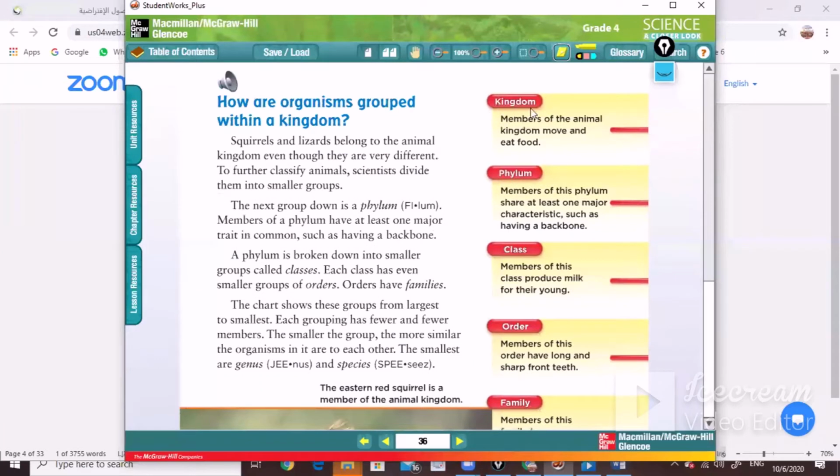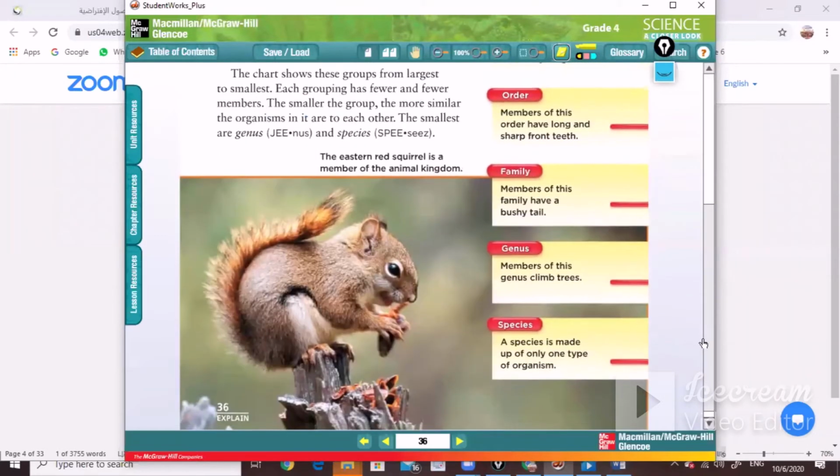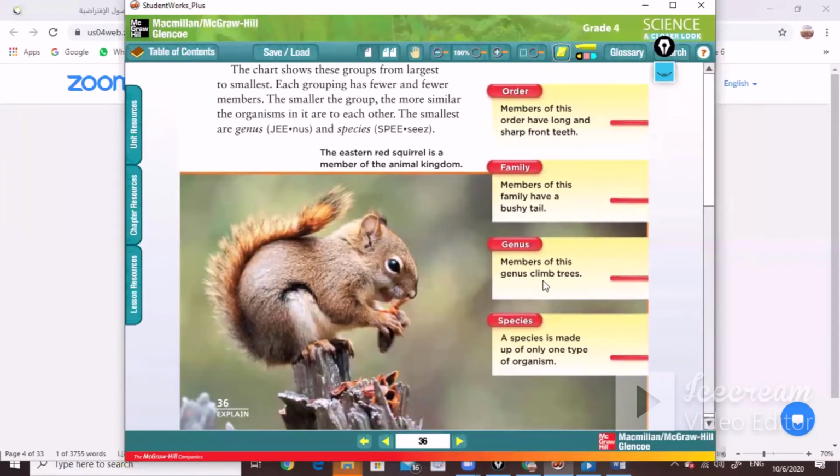Now we start with kingdom, phylum, class, order, family, genus, species. Genus and species are very close to each other. As I told you also, in species we have only one type of organism. It means it will be just one kind, no more.